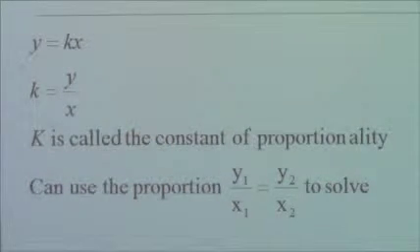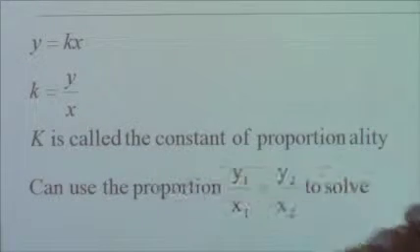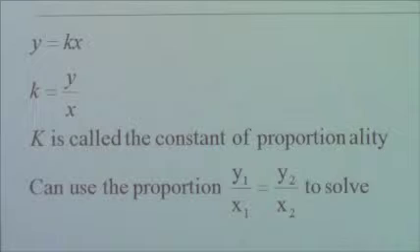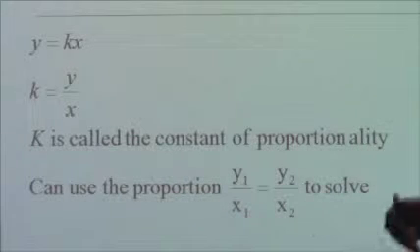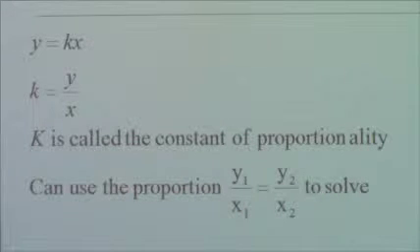The relationship between the quantities X and Y can be expressed as Y is equal to Kx, where K is a constant. And also we say that K equals Y over X will be a constant. We can also use proportions to solve direct variation problems, because if Y over X is equal to K, whenever we divide Y by X, we have the same value. That value is K.